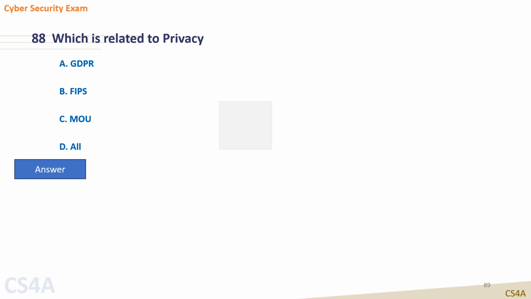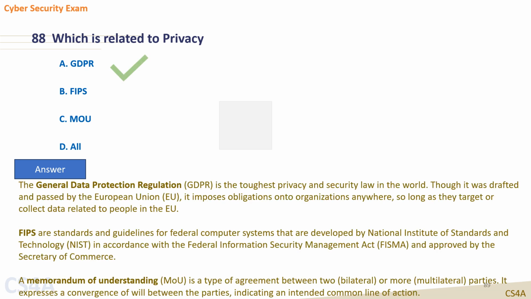Which one is related to privacy? GDPR, FIPS, MOU. As per the definition, GDPR is the correct answer. FIPS and MOU are not related to privacy. So the answer is A. This is the definition of GDPR.